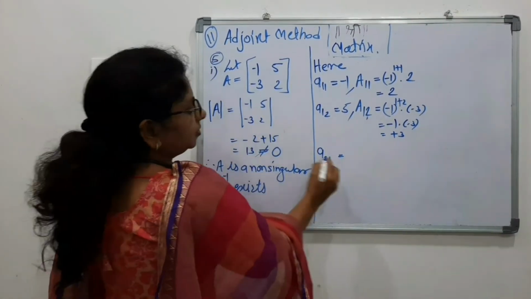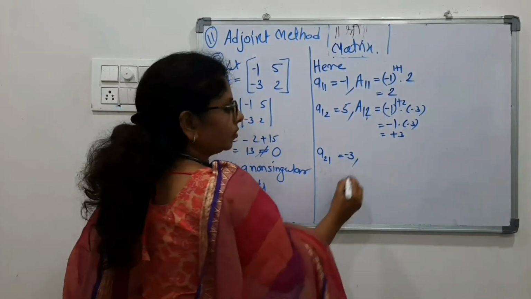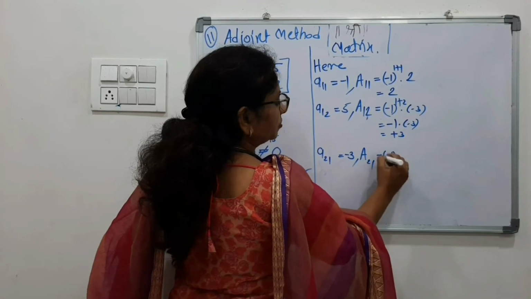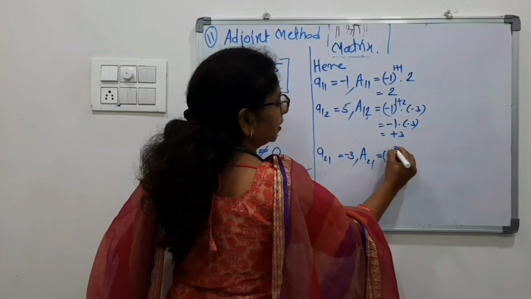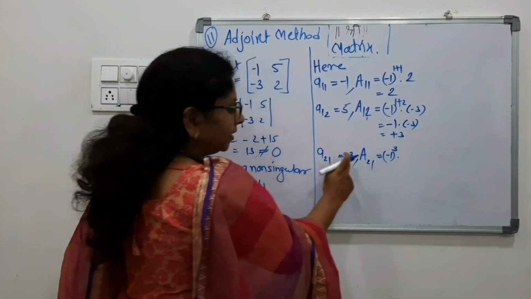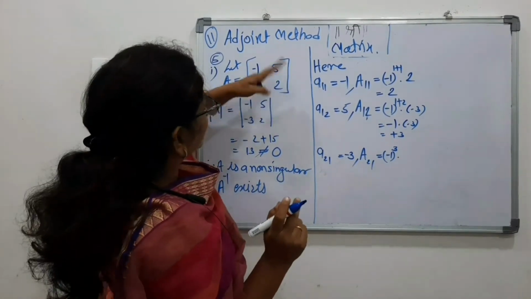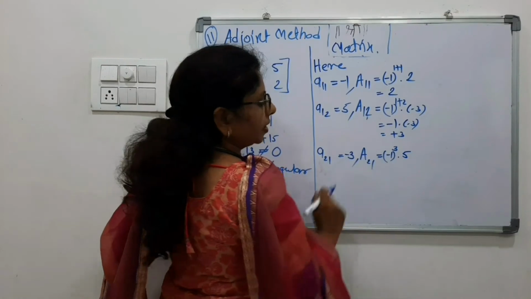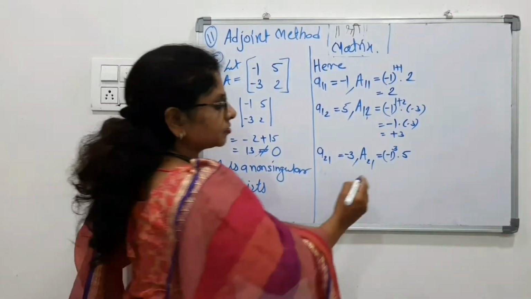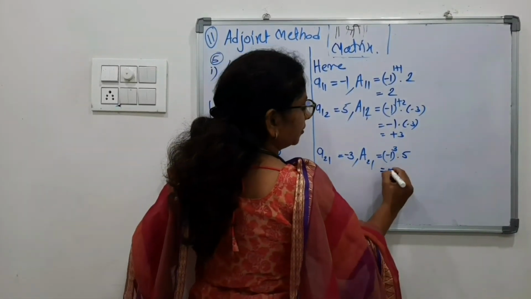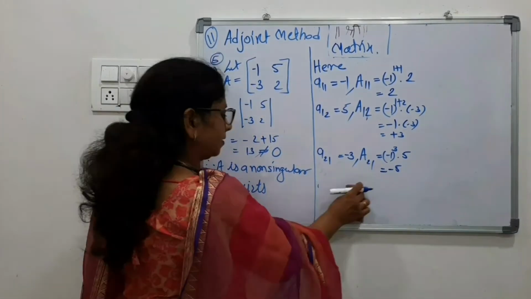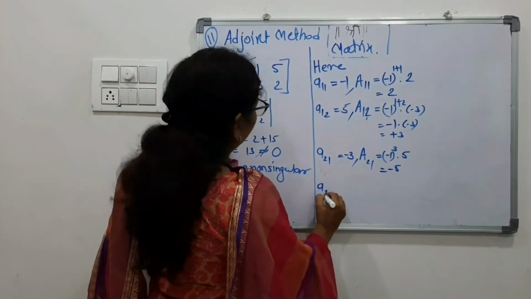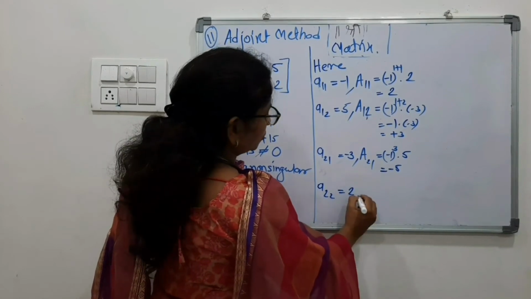What is A21? Minus 3. Corresponding cofactor is A21 equals minus 1 to the power 2 plus 1, 3 into minor of minus 3. So hide this row and this column, remains 5. Minus 1 to the power odd means minus 1. Minus 1 into 5 is minus 1.